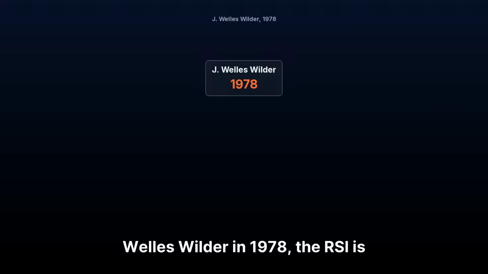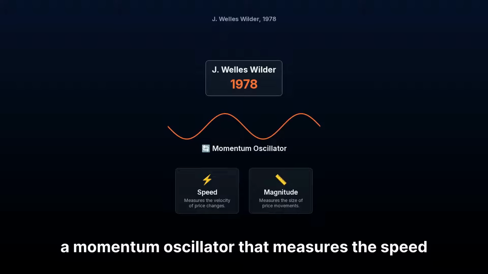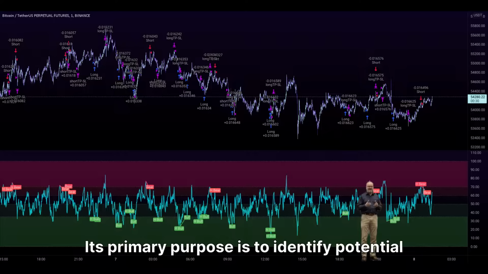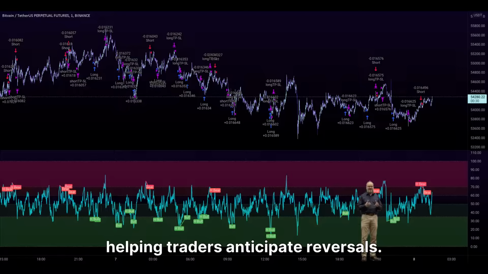Developed by J. Wells Wilder in 1978, the RSI is a momentum oscillator that measures the speed and magnitude of price movements. Its primary purpose is to identify potential overbought or oversold conditions in a market, helping traders anticipate reversals.